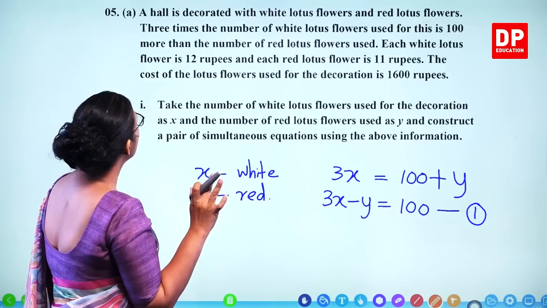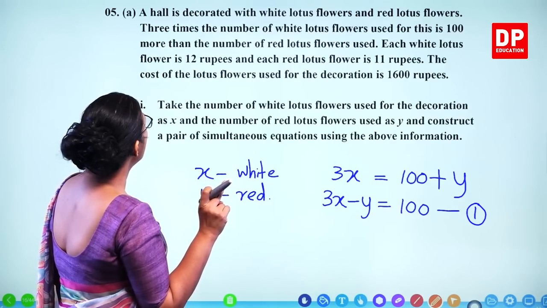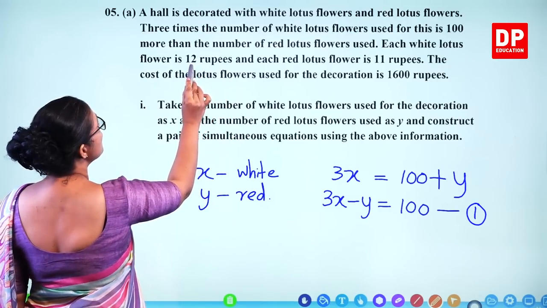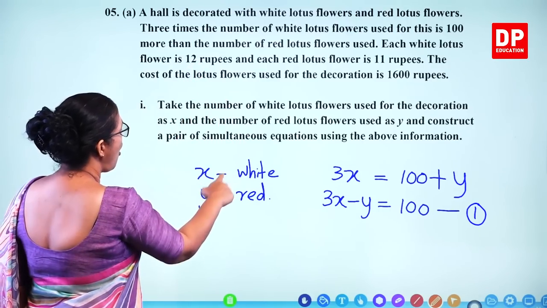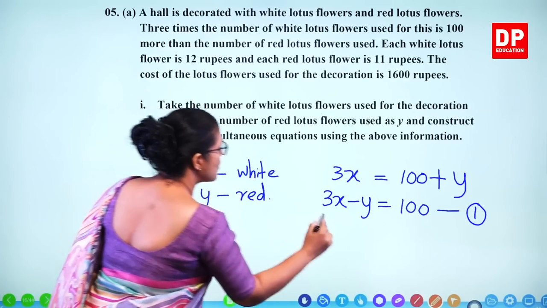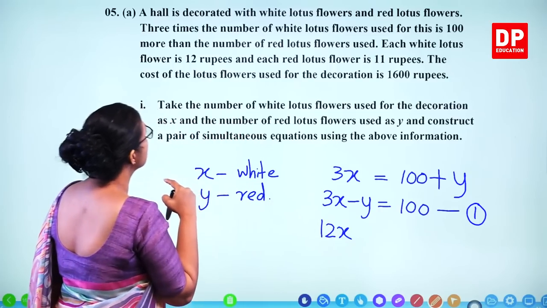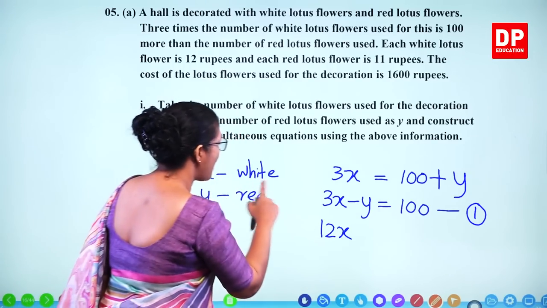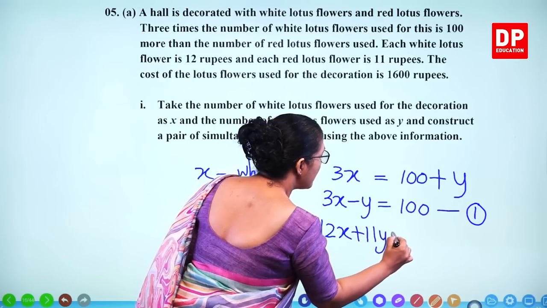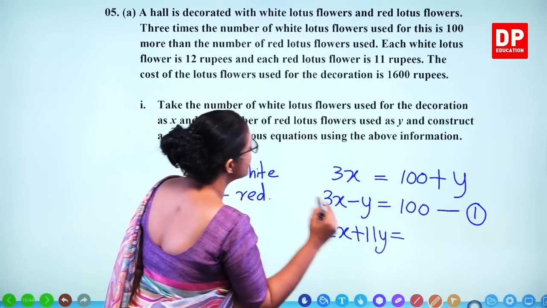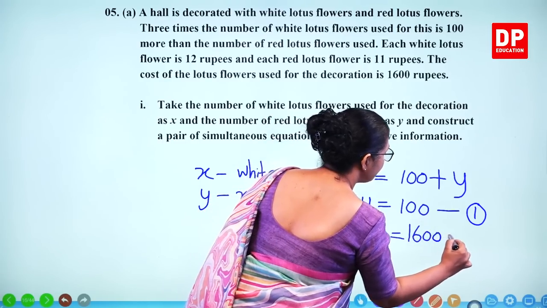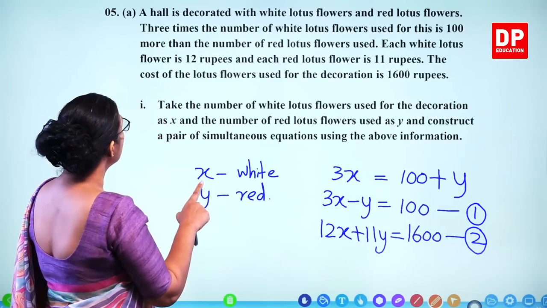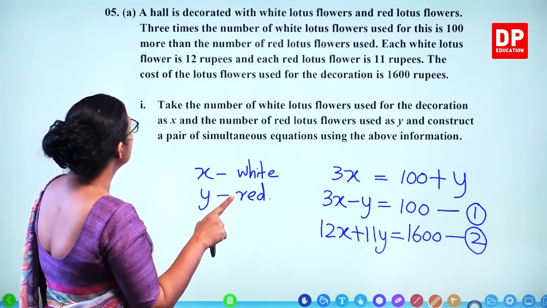That's about the cost. Each white lotus flower is 12 rupees. So how many white ones are there? X. So that means the total cost is 12x. Each red one is 11 rupees and y number, 11y. That's the total. It's 1600 rupees. That's our second equation. So in this part, they are asked just to write down the 2 equations.